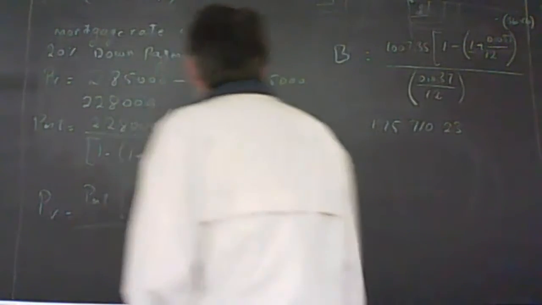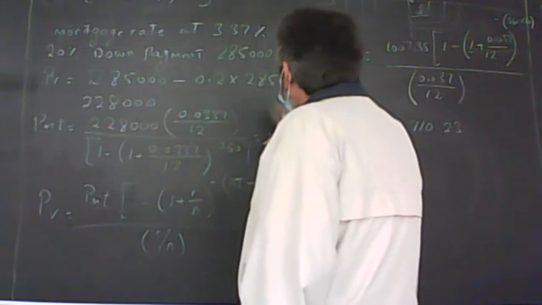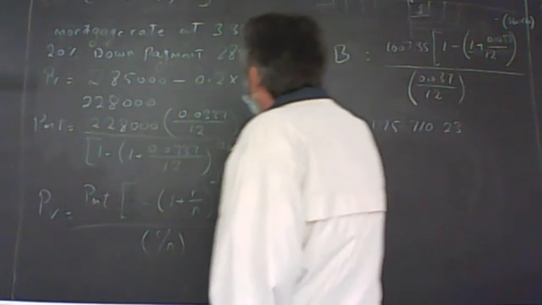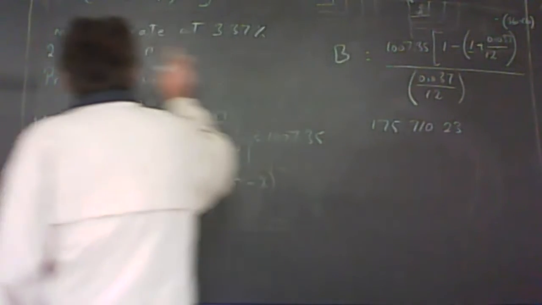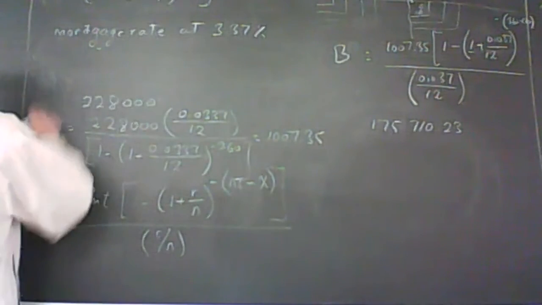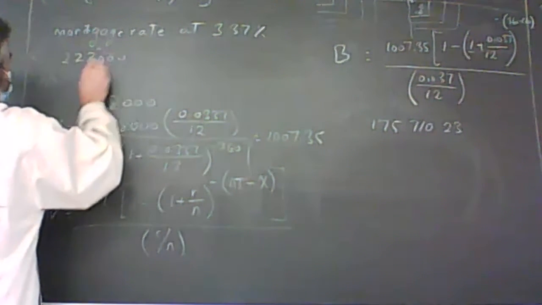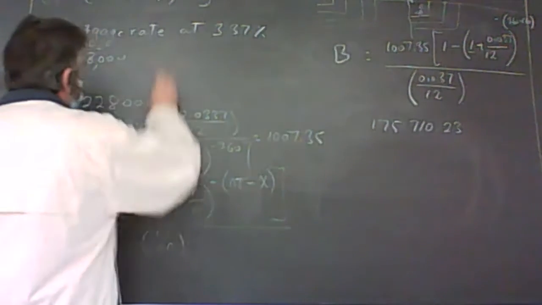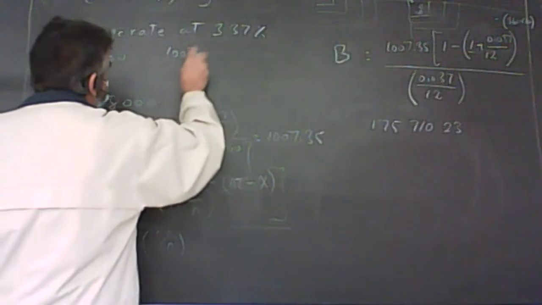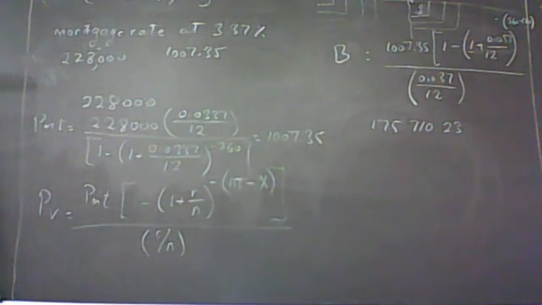So let's use the same example we have, because we already know the amount. This is how much you borrowed: $228,000. The payment was 1007.35. And this is what I'm going to be looking at.